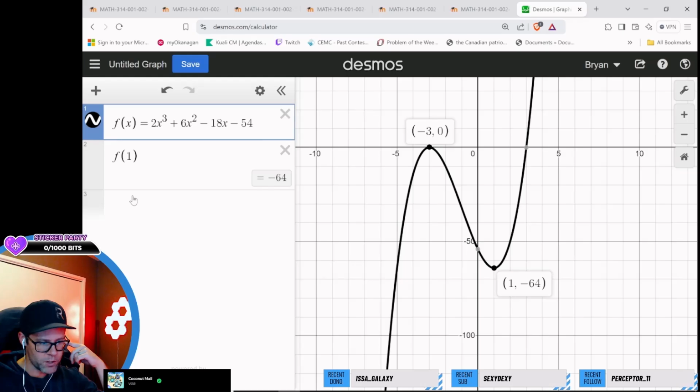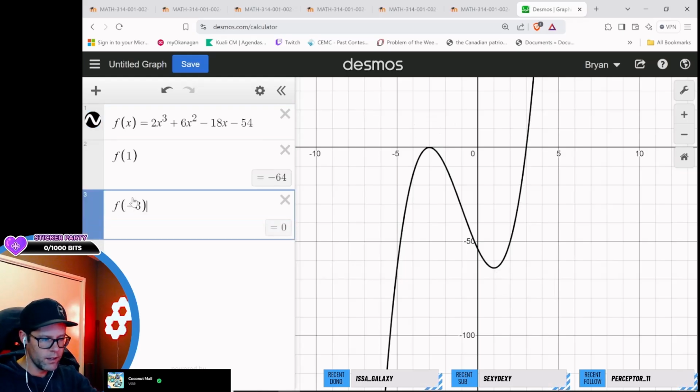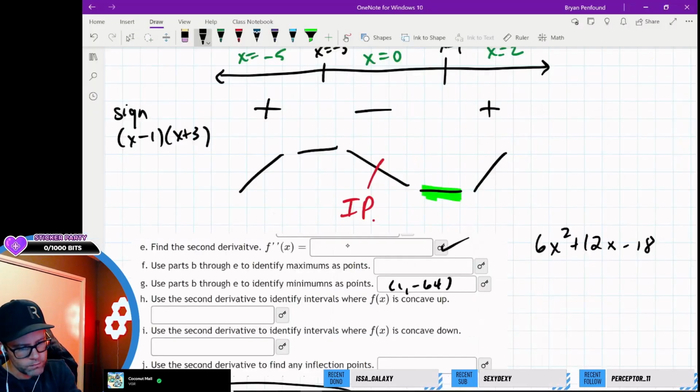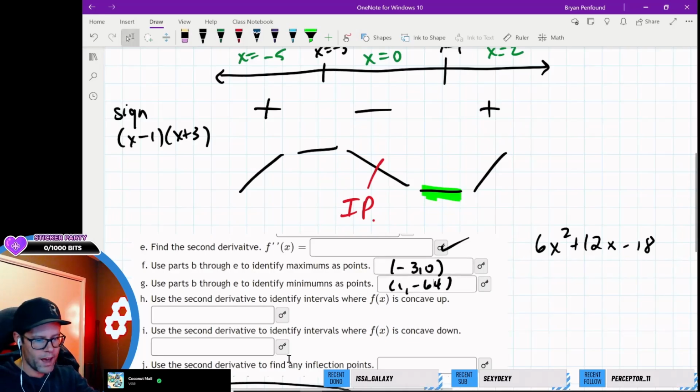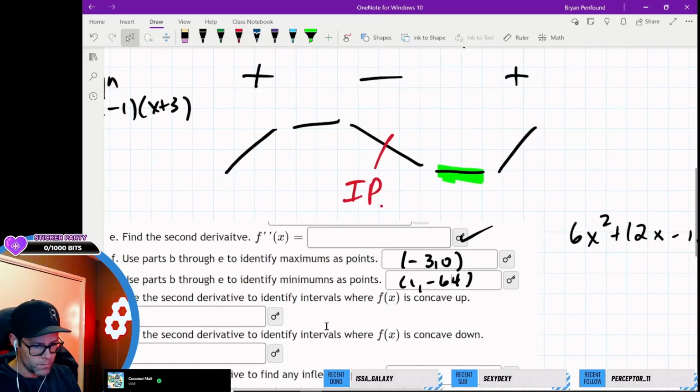And then the other interesting point was at negative 3. Desmos is saying this should come out to be 0. So again, we're just going to plug in negative 3 into the original function. We can see that the y-coordinate of 0 pops out. So negative 3 and 0 is going to be where we have our maximum.